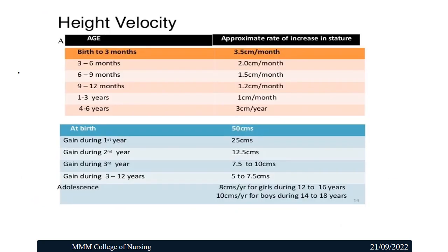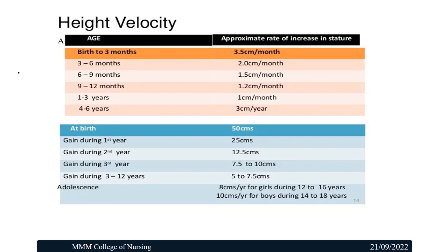Height velocity by age. Birth to 3 months, approximate rate of increase in stature, 3.5 centimeter per month. 3 to 6 months, 2.0 centimeter per month. 6 to 9 months, 1.5 centimeter per month. 9 to 12 months, 1.2 centimeter per month. 1 to 3 years, 1 centimeter per month. 4 to 6 years, 3 centimeter per year.